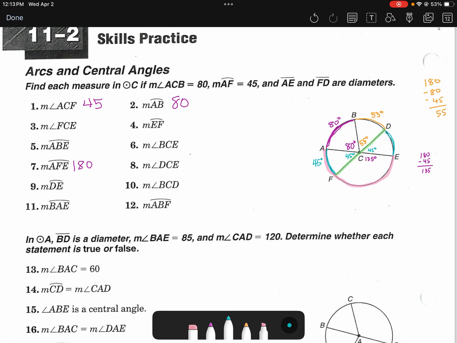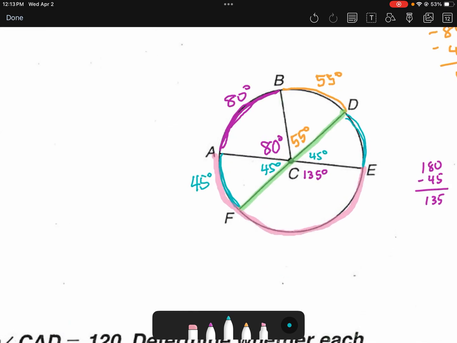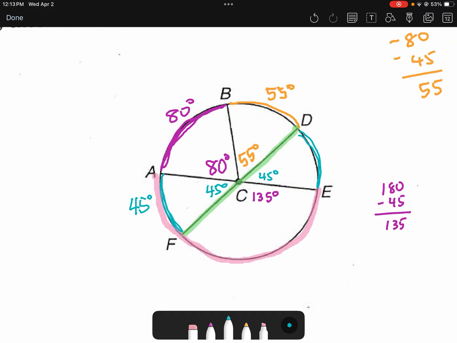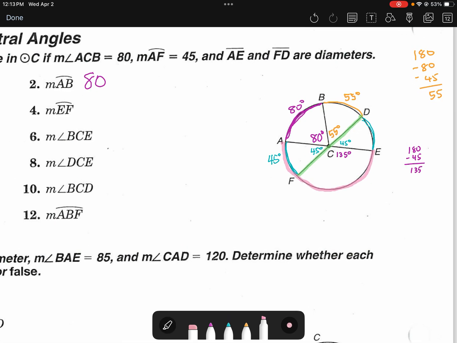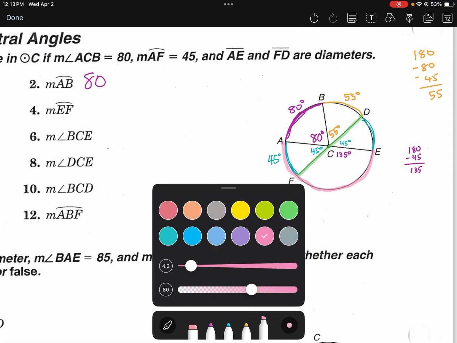What is the measure of arc DE? This is number 9. That would also be 45. Let's try another one. What's the measure of arc ABF? Arc ABF. That's an interesting arc. That's number 12. Let's see what its measure would be.